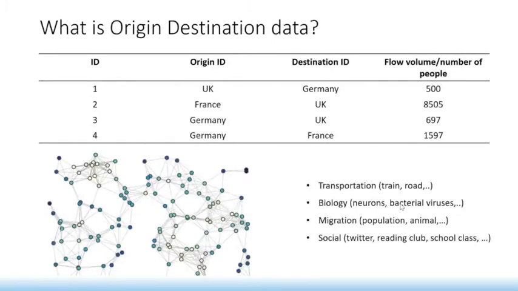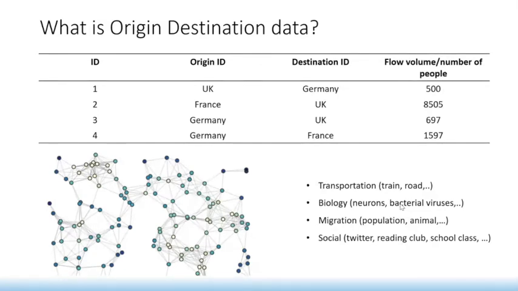So first, let me explain some basics. What is origin and destination data and where can it be found? Those data refer to interaction in a space, and they are made from 3 base variables: the unique ID of the origin, the unique ID of the destination, and then the volume of the interaction.